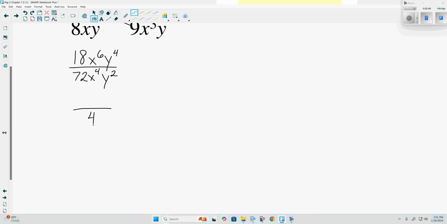Now our variables, x to the 6th over x to the 4th. When we divide like bases, we subtract. So 6 minus 4 is 2. Is it bigger on top or bottom? Top, so it stays on top. So it's x squared. Y to the 4th over y squared. 4 minus 2 is 2, bigger on top or bottom? Top. That's it.